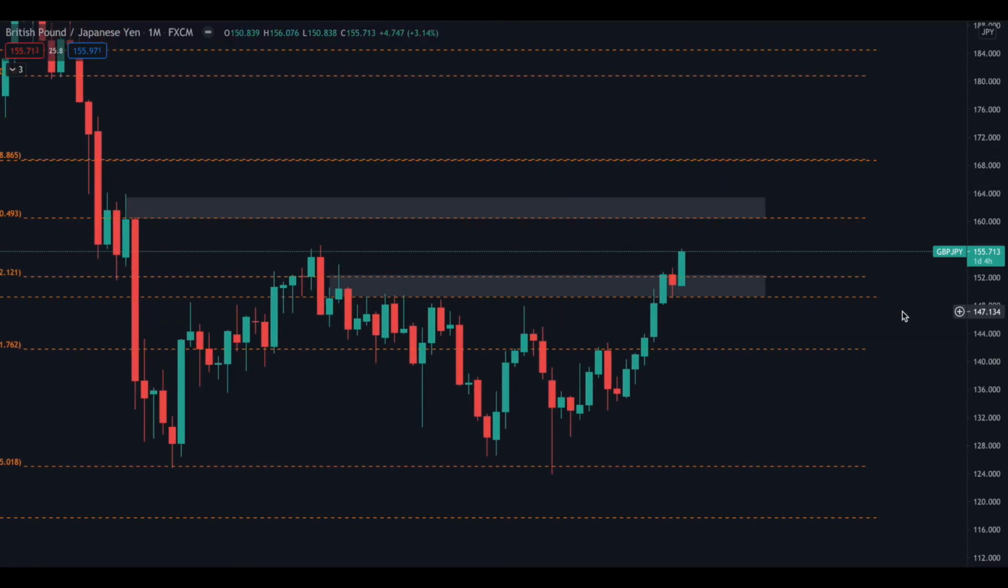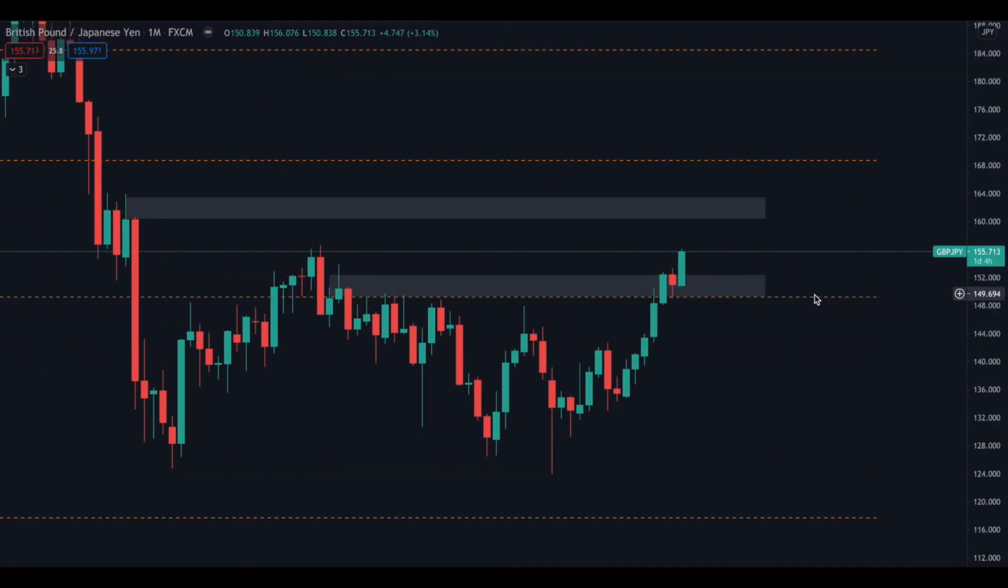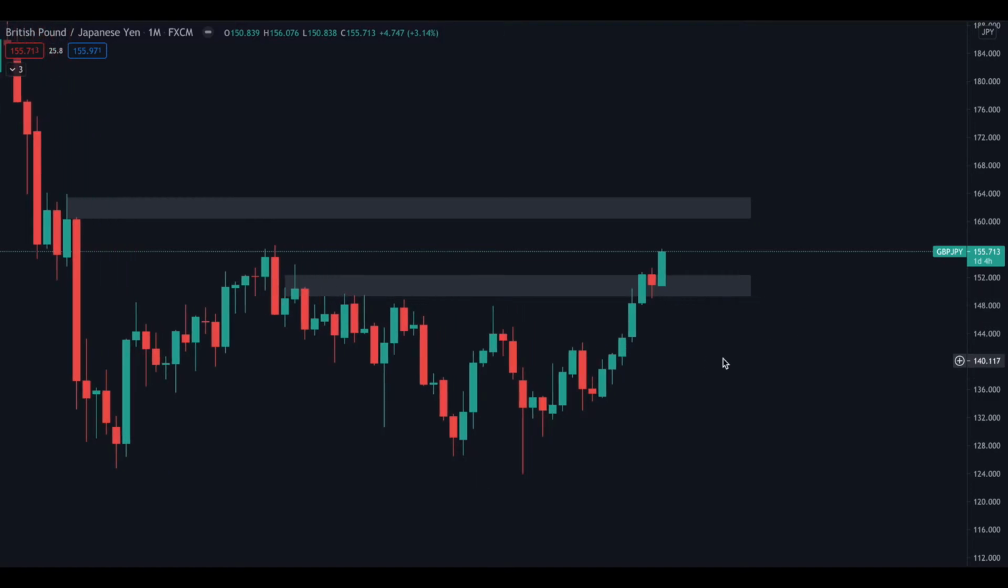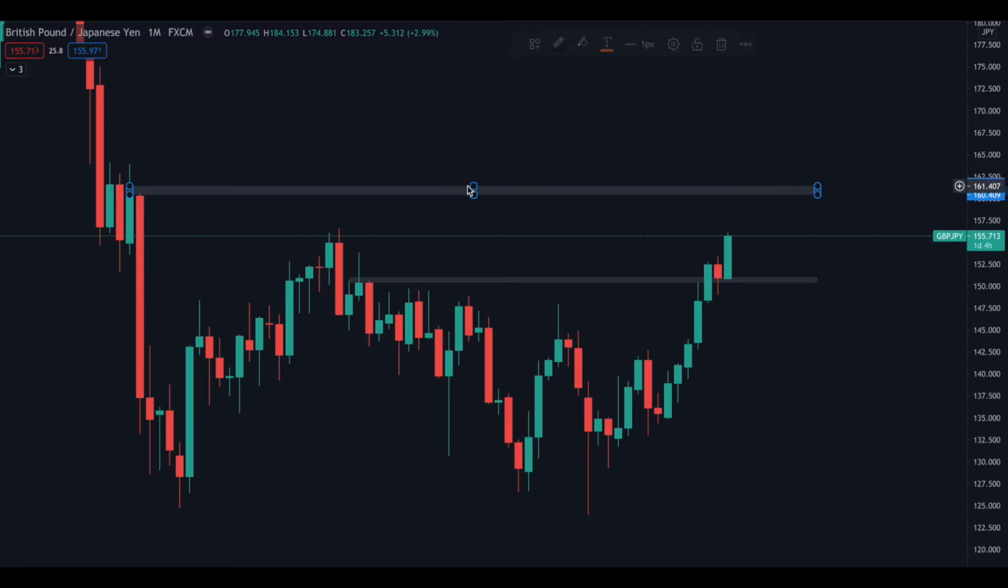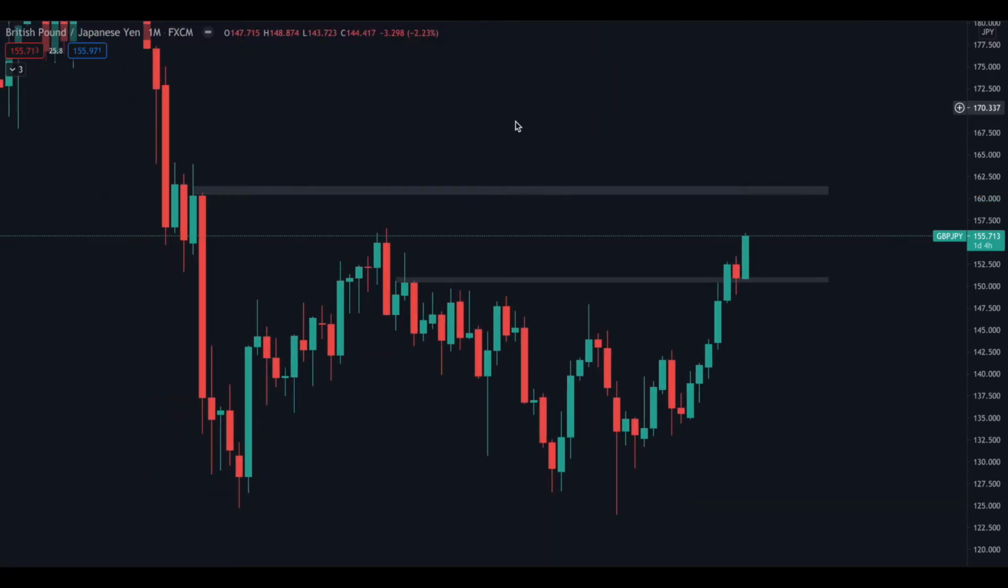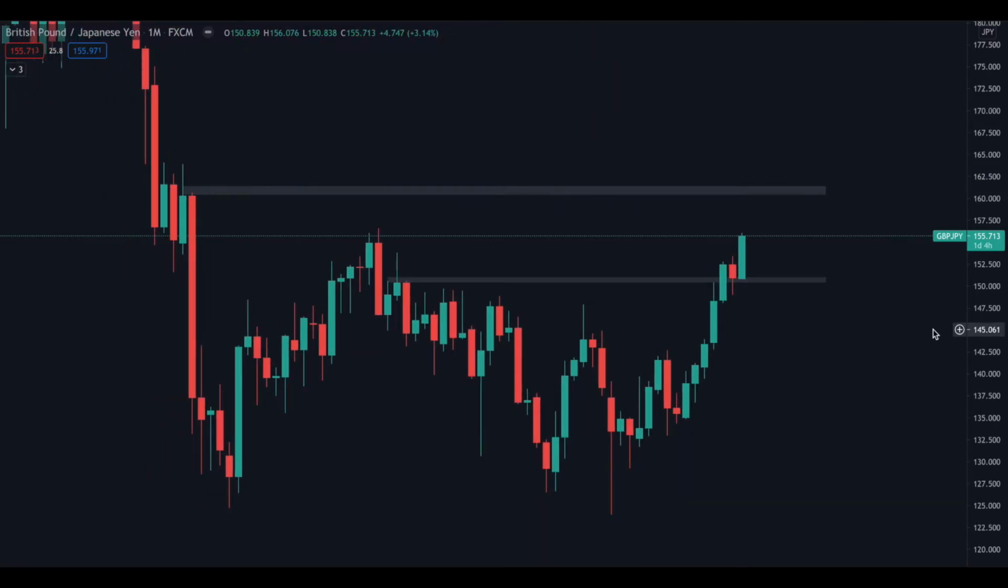So what I'm going to do now is delete these fibs because I know it gets messy when you start drawing fibs, and I'm going to adjust these zones. So I'm going to bring this one down and up, and bring this one down as well. It doesn't need to be so big. So these are kind of the regions that I'm seeing on the monthly time frame.